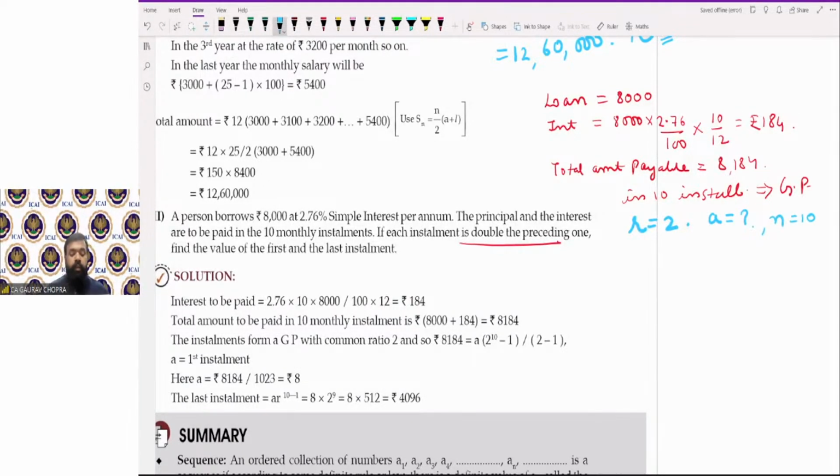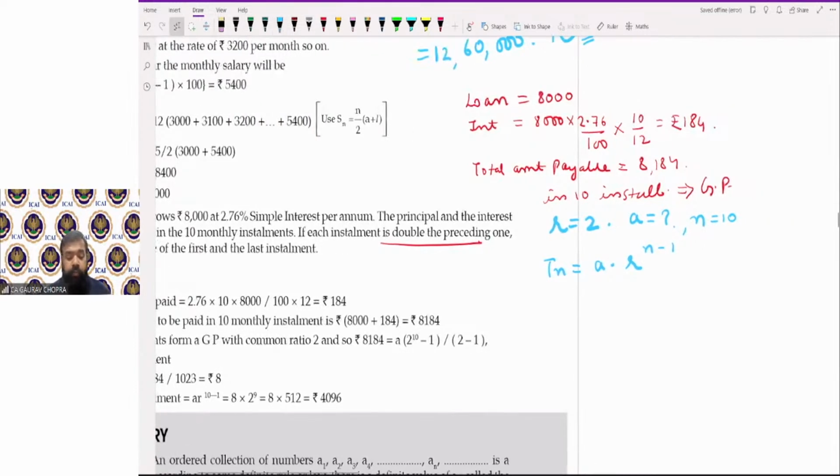टेन्योर आपके पास अवेलेबल है, तो क्या फॉर्मूला अप्लाई करेंगे? t_n is equal to a into r to the power of n-1। ये आपके पास फॉर्मूला है, बट ये फॉर्मूला अप्लाई करने के लिए आपको क्या रिक्वायरमेंट रहेगी?